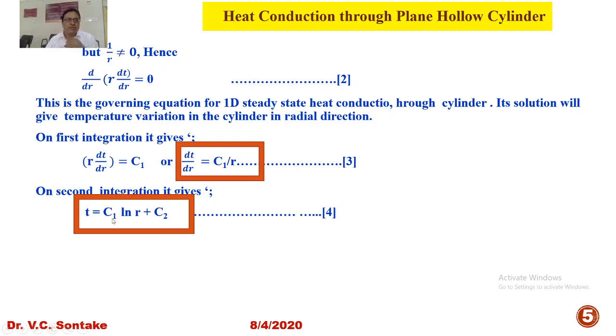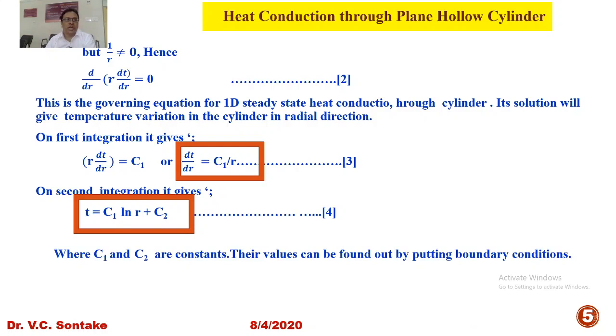But what is the problem here? C1 and C2 are constants, and unless we know their value, I cannot find out the value of temperature of the cylindrical surface at any radius r. So in order to find out the value of these constants C1 and C2, we have to apply boundary conditions.